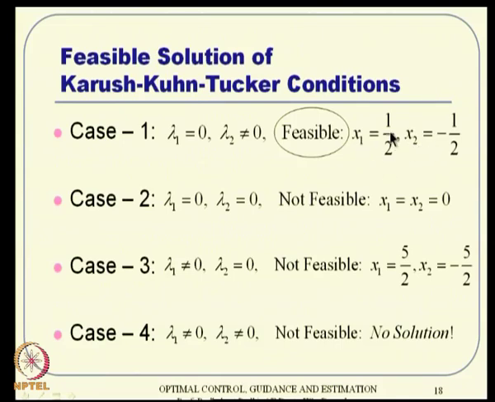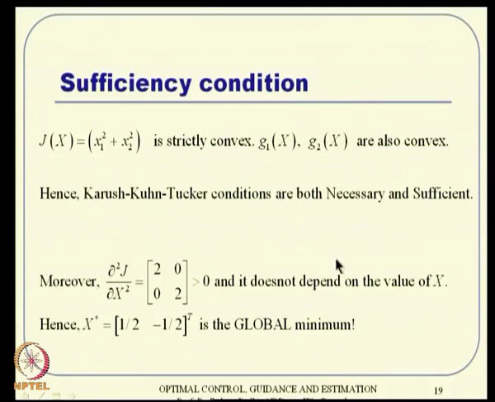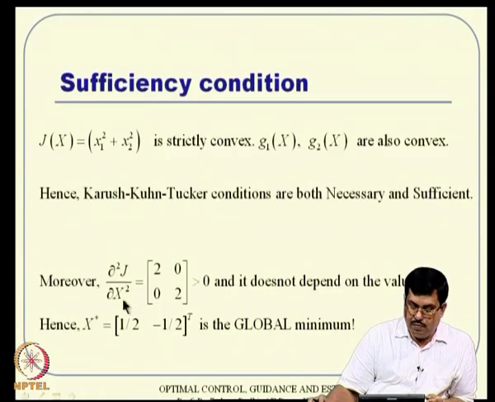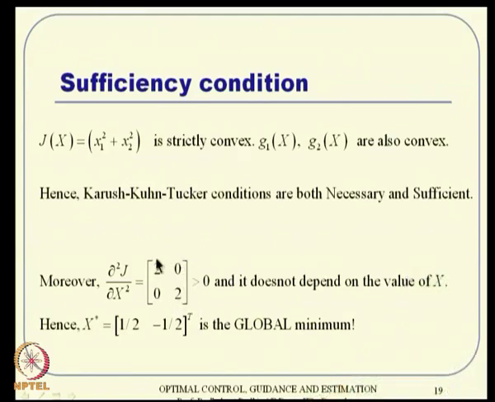But is it really global? That also happens to be true, because for this particular function, the second derivative of J with respect to x squared is not a function of x star. Whatever your x star is, this second order condition is just a diagonal matrix with 2 in the diagonal.